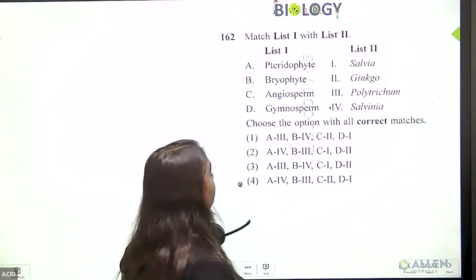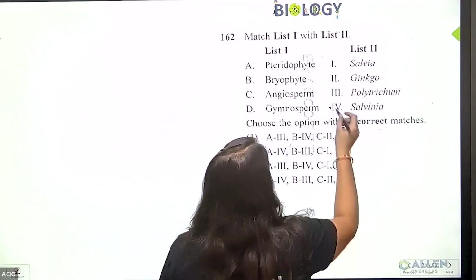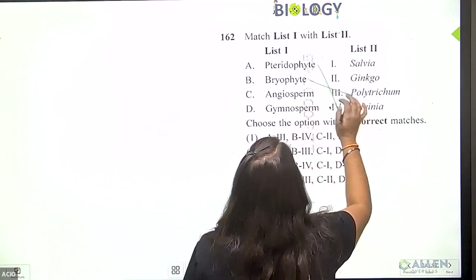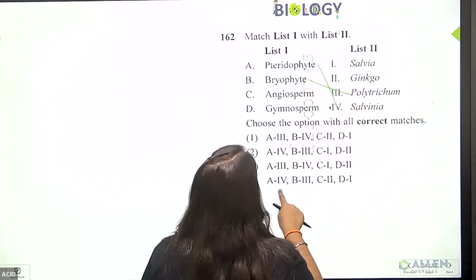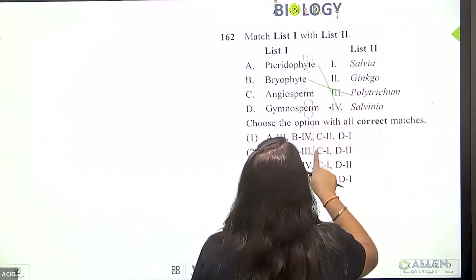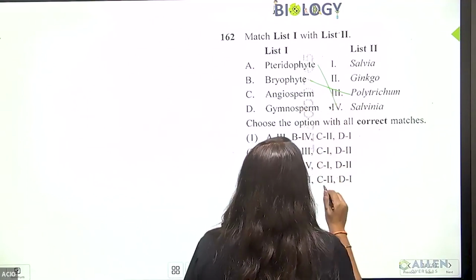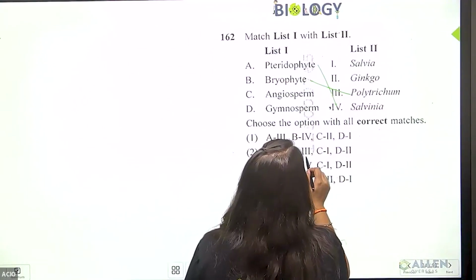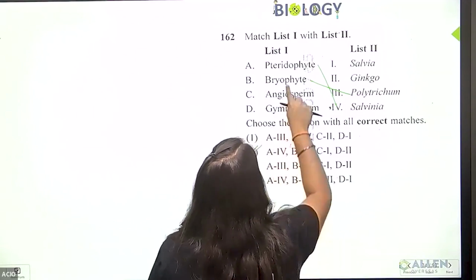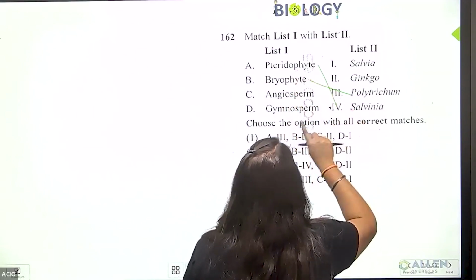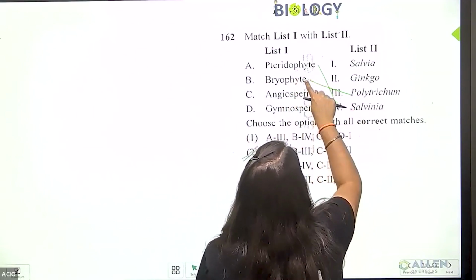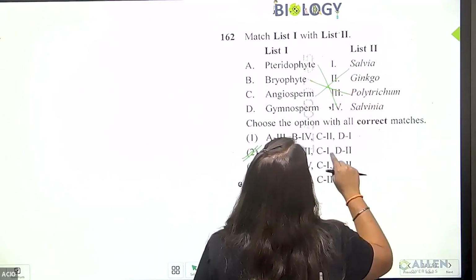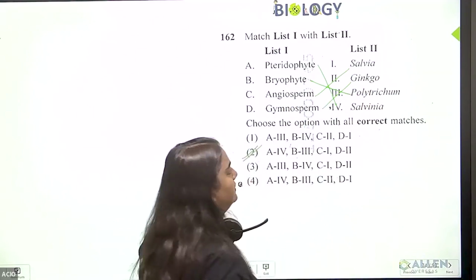162. Let's match the following. Pteridophyta is Salvinia. Bryophyta is Polytrichum. A is 4. B is 3. Then angiosperm. C is 1. So this one. A is 4th, Salvinia. B is 3, Polytrichum. C is 1, that is Salvia. And D is 2, Ginkgo biloba. Yes. Clear?